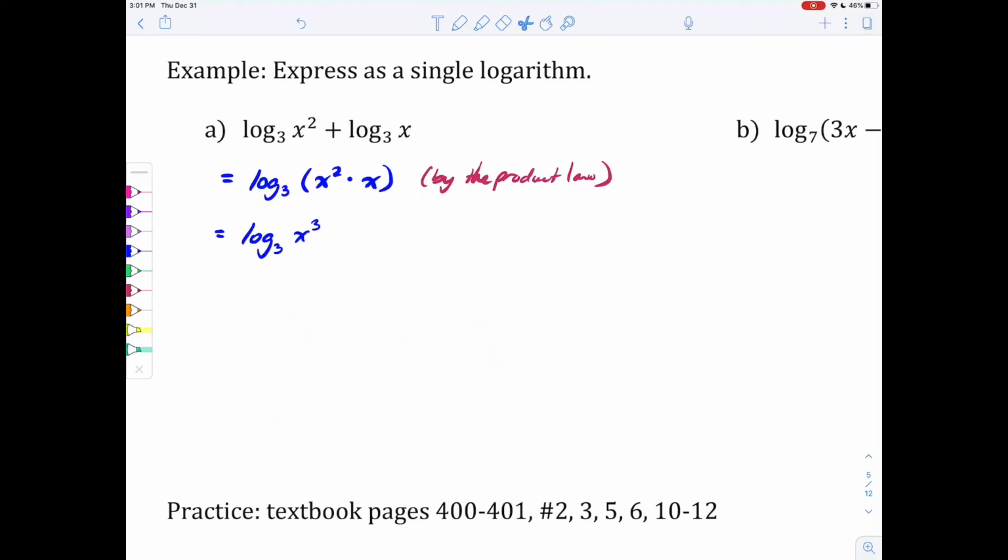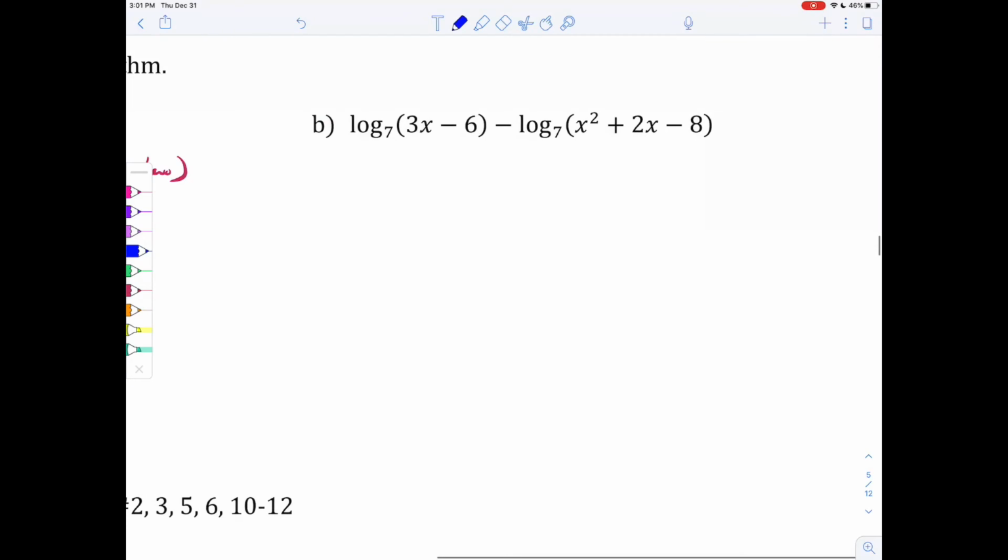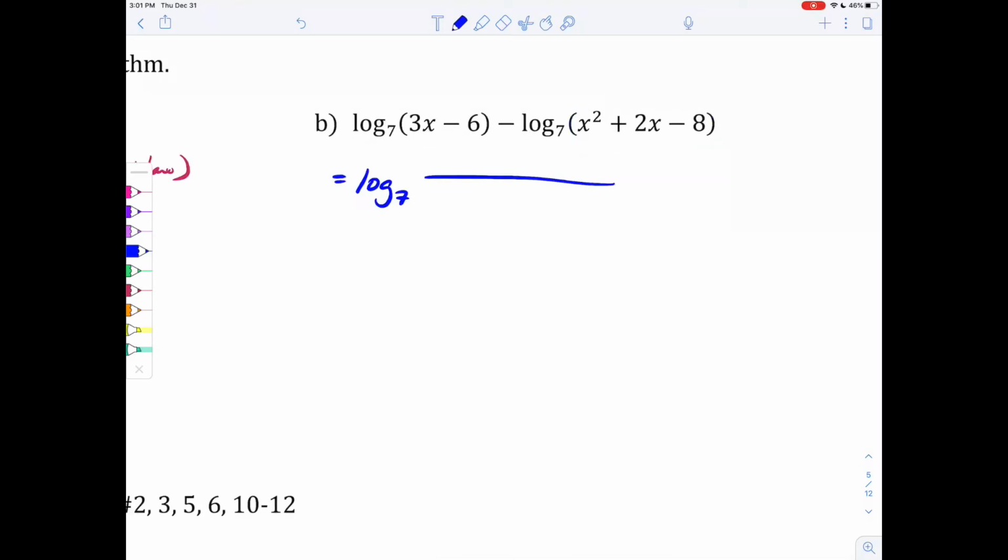Cool. That one's done. And then this other one. Oh my goodness, there's a bunch of things going on. But really just 2 separate logs separated by subtraction, which is the result of applying the quotient law. So let's unapply the quotient law and say that we've got a single log of a quotient, where the denominator of that quotient is the argument of the log we subtracted, and the numerator is the argument of the log that was being added.